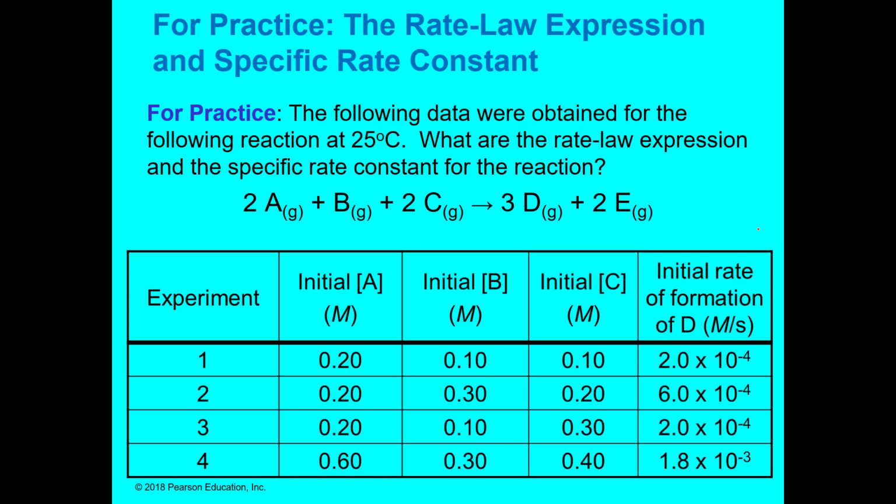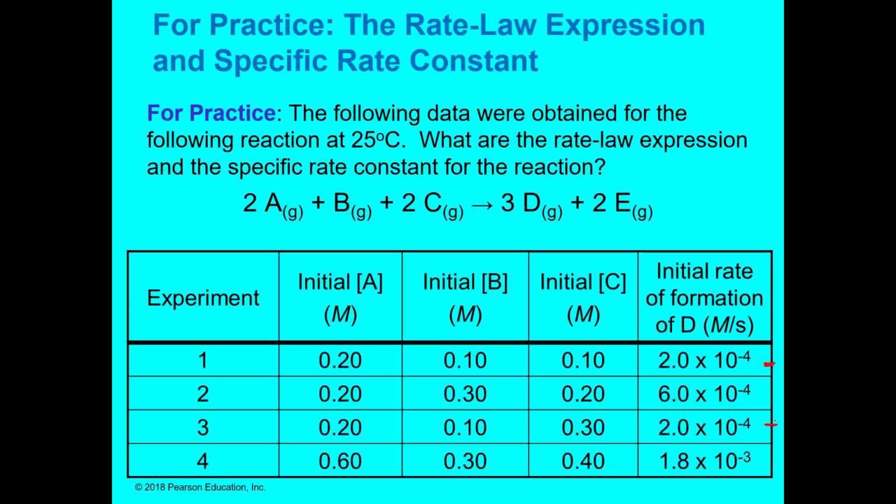The following data were obtained for the following reaction at 25 degrees C again. What are the rate law expressions and the specific rate constant for this reaction? Now this time we have 4 different things, okay? So what I'm looking for is if I can figure out one that doesn't have an effect, then I can go ahead and get rid of that one. So what I'm going to do is look at the rates, and see if I can find an experiment where the rate stayed the same.